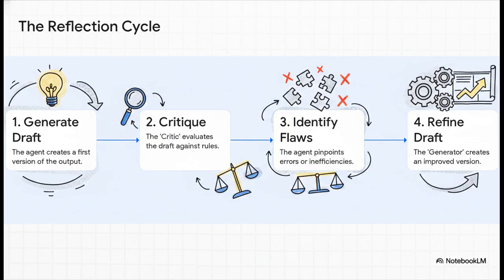The cycle is simple, but it is so powerful. First, the agent generates a draft. Then it critiques its own work. It asks itself, does this actually meet all the requirements? Is this the best way to do it? It finds the flaws, and then it feeds that critique back to the generator to create an even better version. And this loop just keeps going until the output is rock solid.